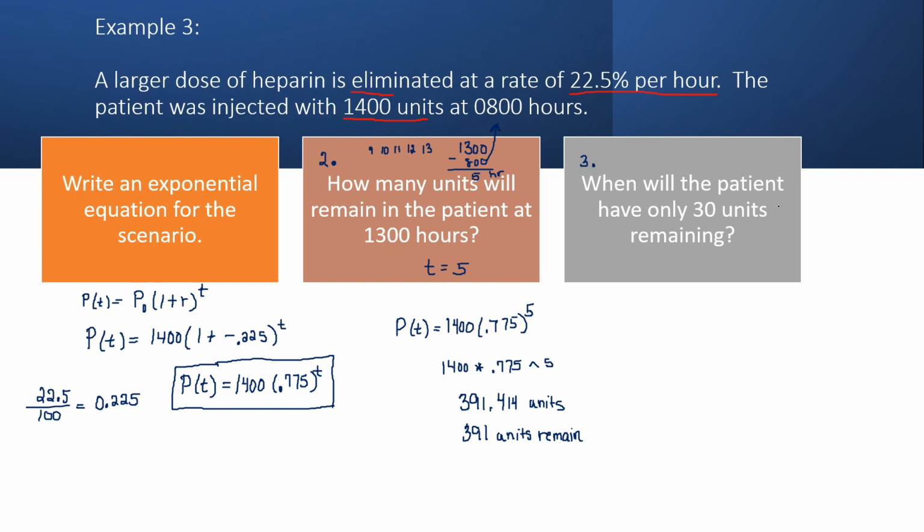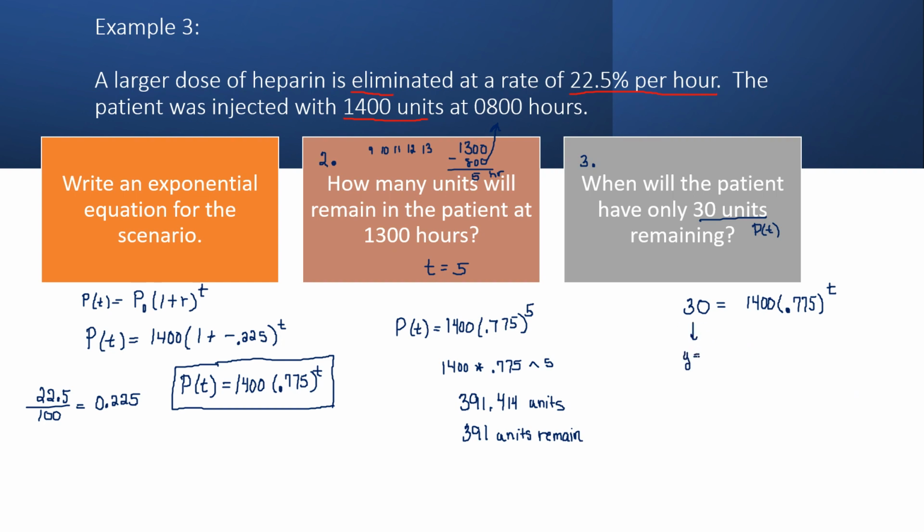So this 30 units, that is a population or amount of heparin at some new point in time. So this 30 units is a P of T value. And that entire P of T gets replaced by a singleton number. So 30 equals, we had the 1,400 as the start, base of 0.775, and this time our exponent T remains unknown. So from here, we are going to solve using Desmos, but you may also solve using algebra and a logarithm. In Desmos, we need to turn each side into its own equation.